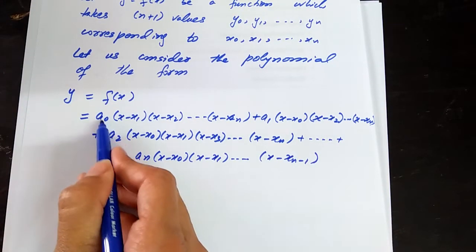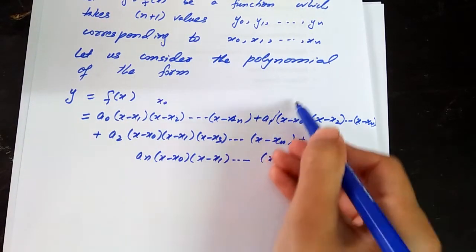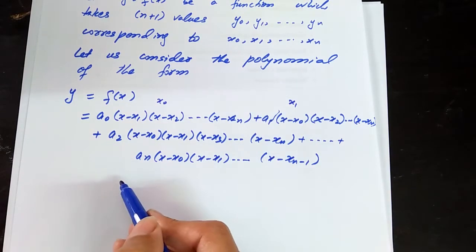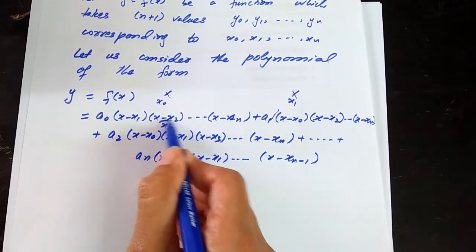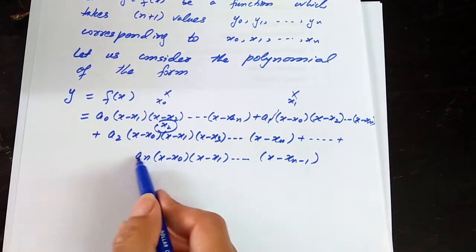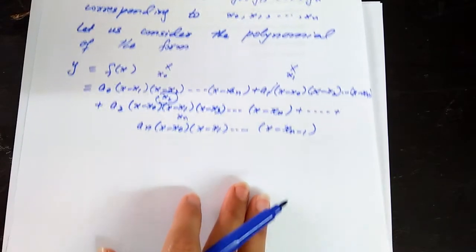You see, for the a0 value you haven't included x0 here. For a1 you have not included x1. And for a2 you haven't included x2 here. And the same for an, you have not included xn here. Now this is your polynomial equation.